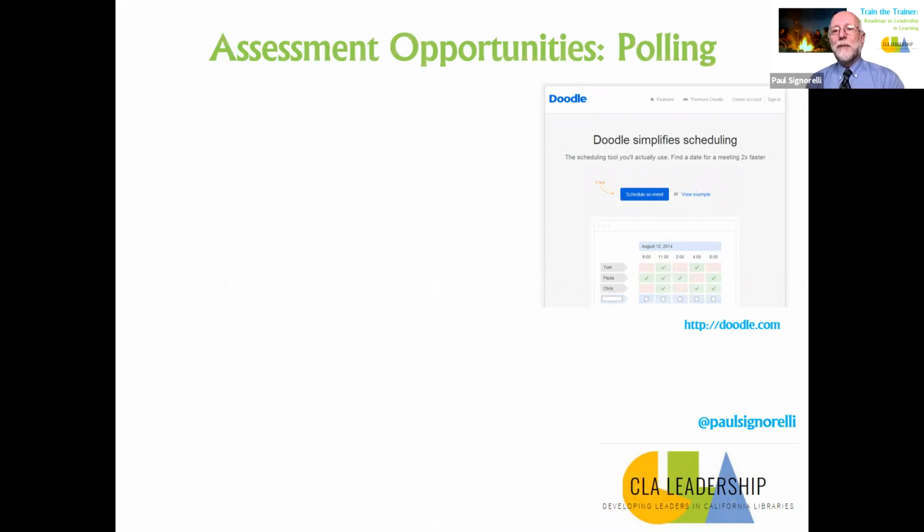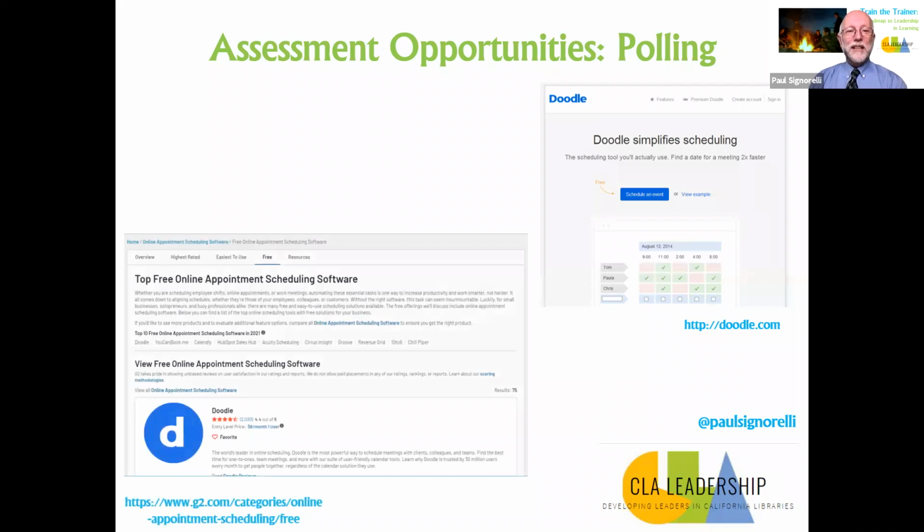You can assess by setting up some meetings with staff, and you can use tools like Doodle to get past that painful process sometimes of bringing people together. There are other ways that you can set up meetings and get to your assessment things. There's an article that will be referenced in the resources part of this. Just found this yesterday as I was looking for updates: Top free online appointment scheduling software for 2021.